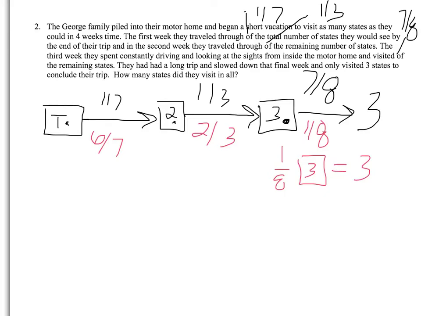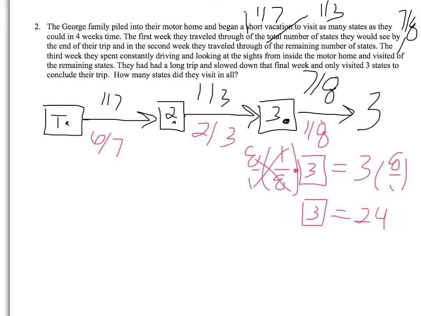To get rid of this 1/8, because this is 1/8 times the states that we're going to visit in that week, we undo multiplication with division, but when we divide fractions, we really multiply by the reciprocal. So here we're multiplying by the reciprocal, 8/1. Multiply this by 8/1. Here the 8's cancel, the 1's cancel. So the number of states they had left to go here, 8 times 3, is 24. So right here, in this week, they had 24 states they were going to travel.